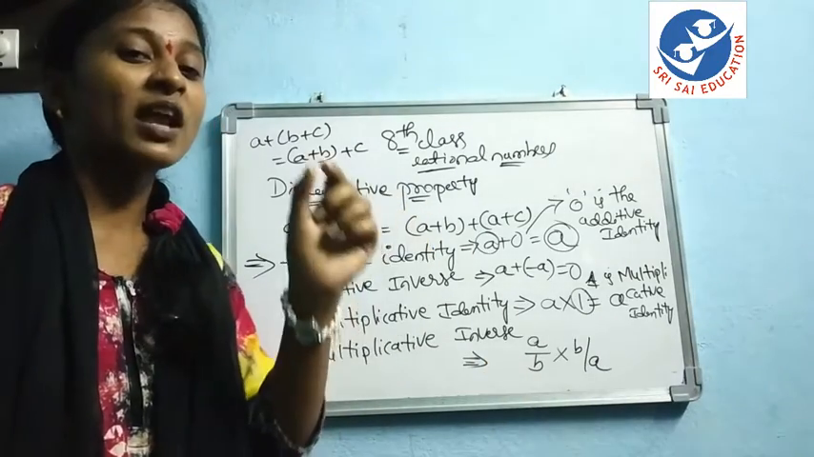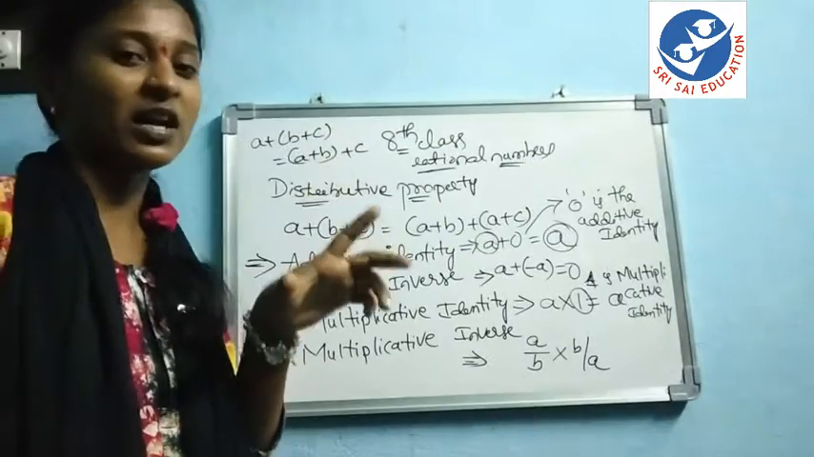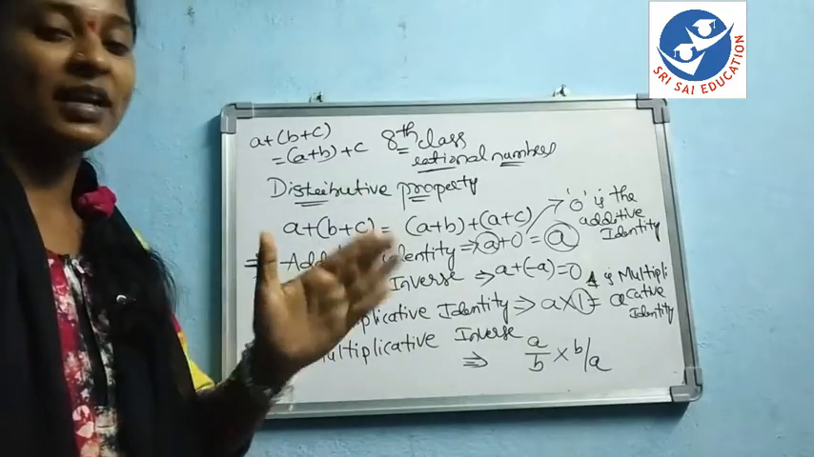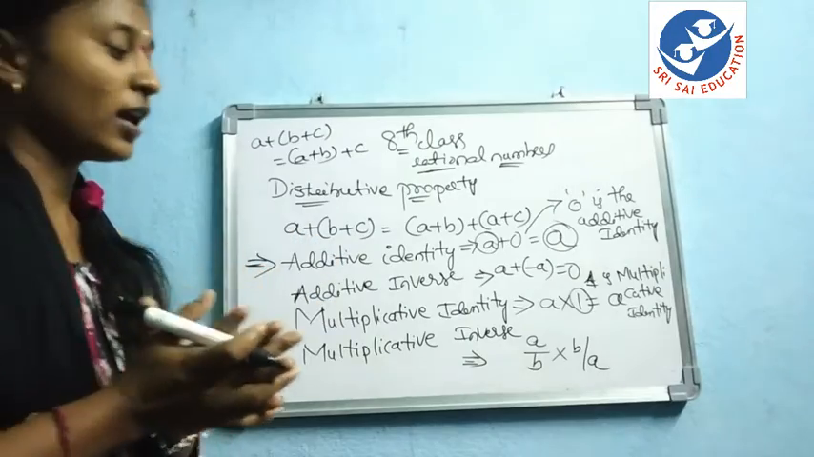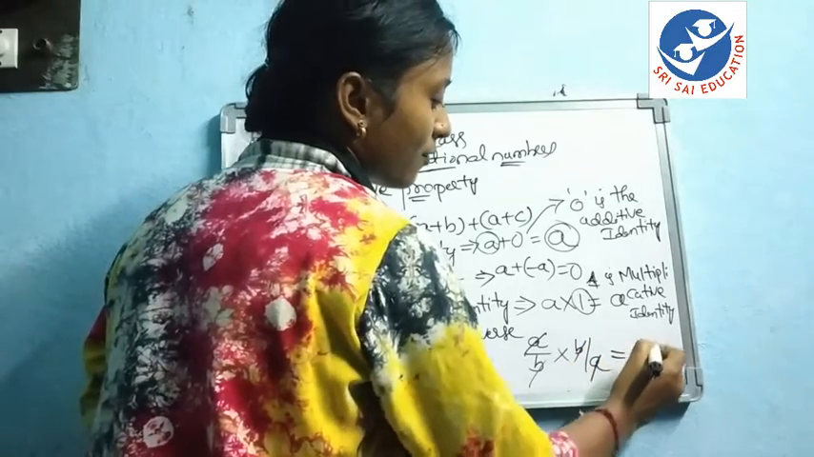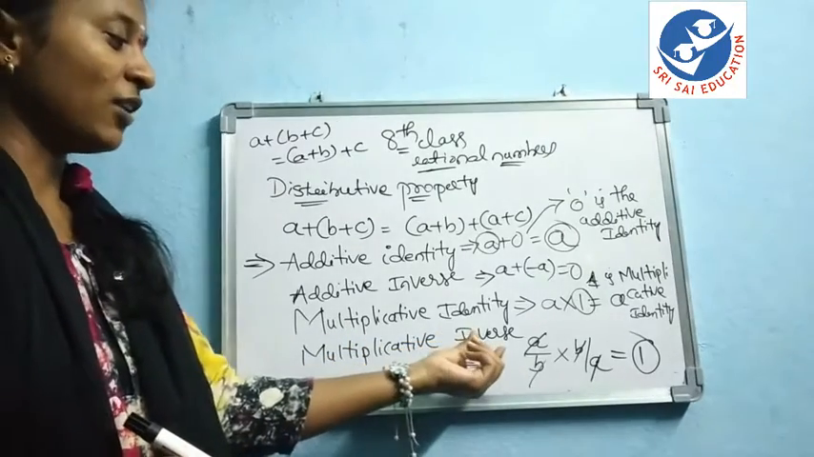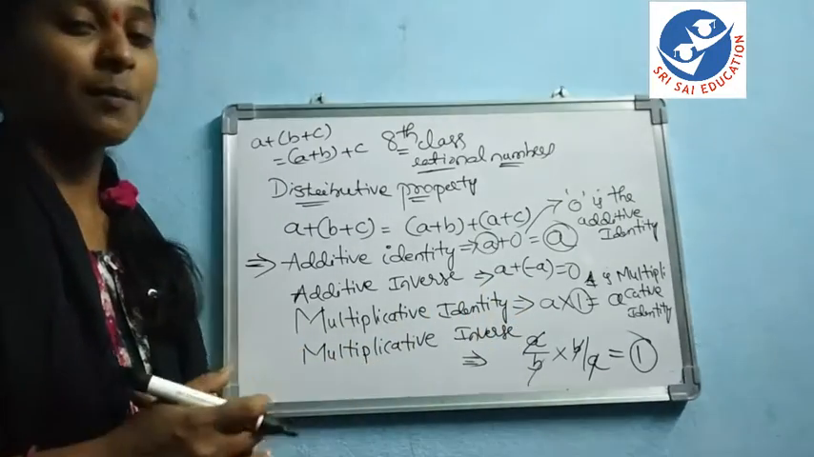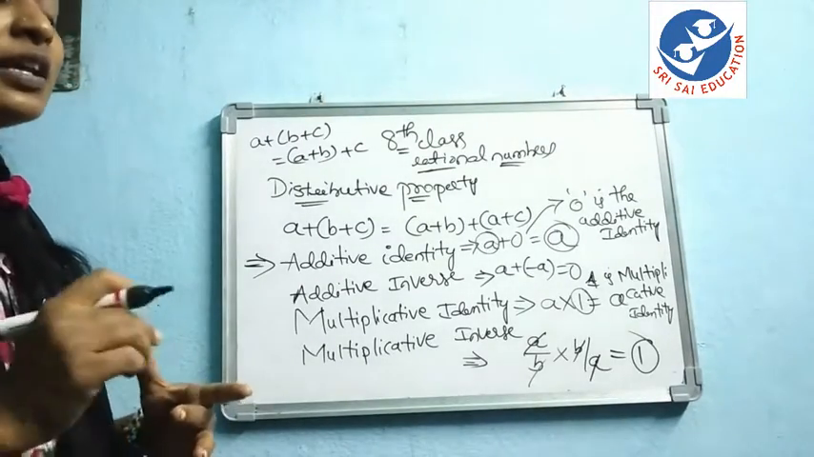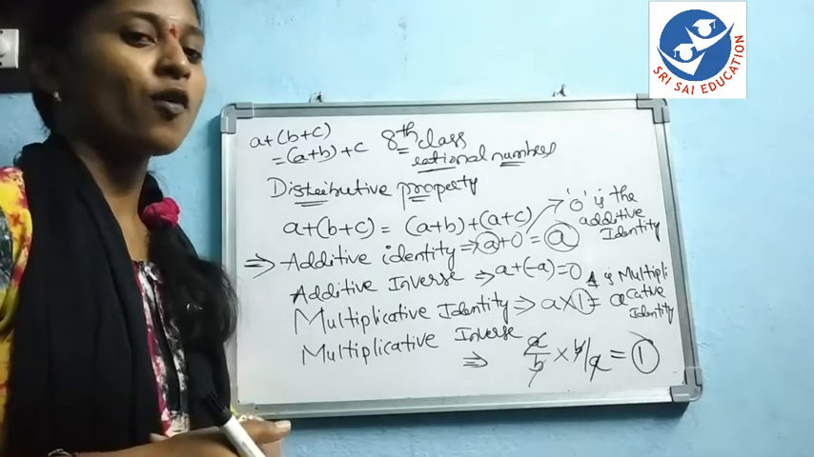So the product of a rational number multiplied with the reciprocal of that number, we get the result 1. Then they are the multiplicative inverse of each other. Okay, that is b cancels, a cancels, and we get the final result 1. So in this multiplicative inverse, the reciprocal of a rational number is the multiplicative inverse of that number.